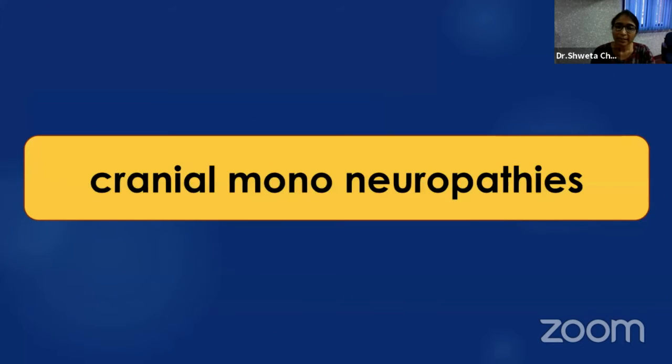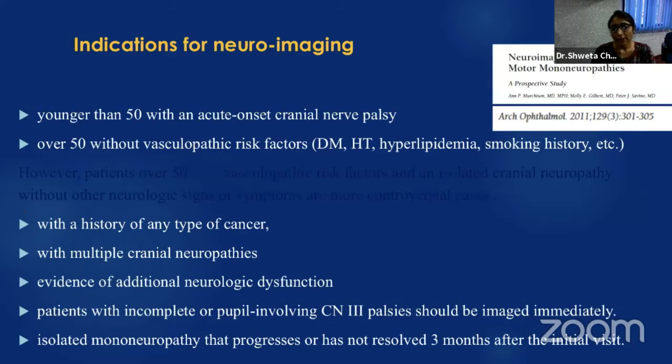So I will be discussing different case scenarios, to start with cranial mononeuropathy. The indications for neuroimaging in cranial mononeuropathy are: younger than 50 with an acute onset cranial nerve palsy; over 50 without any vasculopathic risk factors like diabetes, hypertension, but with a history of any type of cancer; multiple cranial neuropathies; evidence of additional neurologic dysfunction; any pupil-involving palsy; and an isolated palsy that has progressed over a period of time.